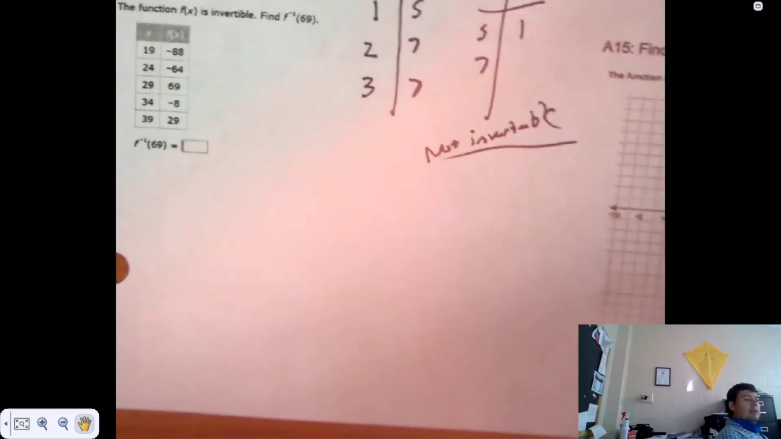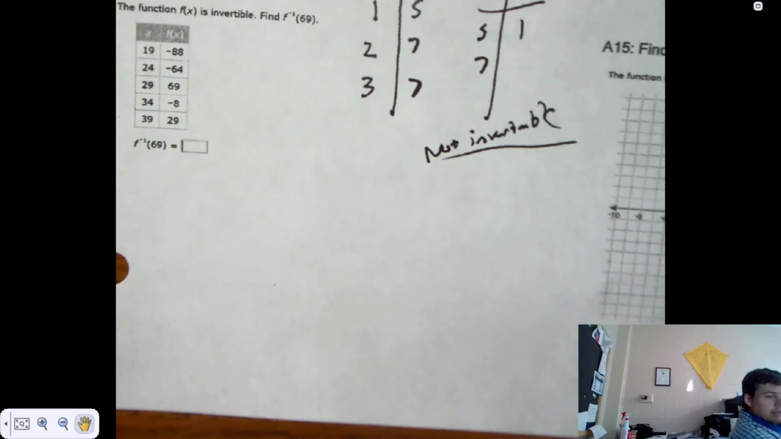So this will be the last note on, I think, section A14. What is the inverse value of 69?